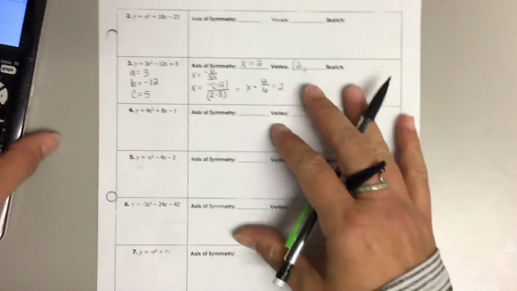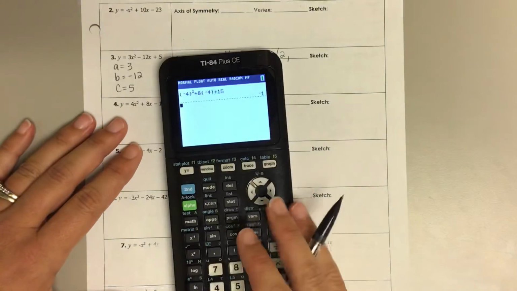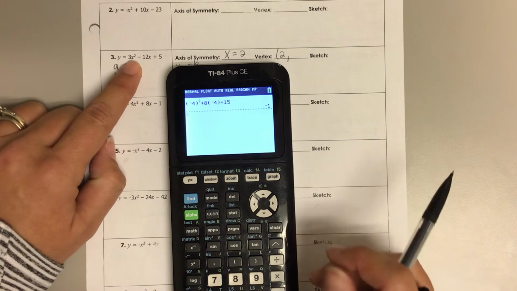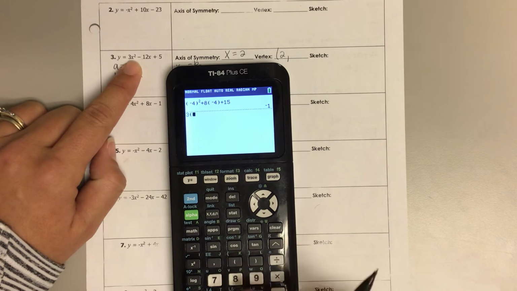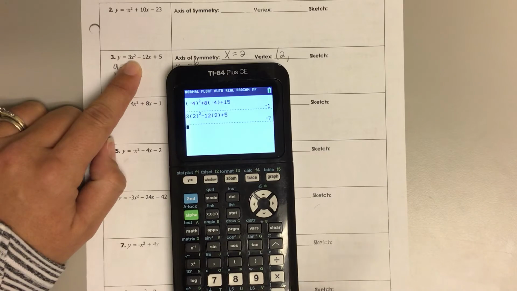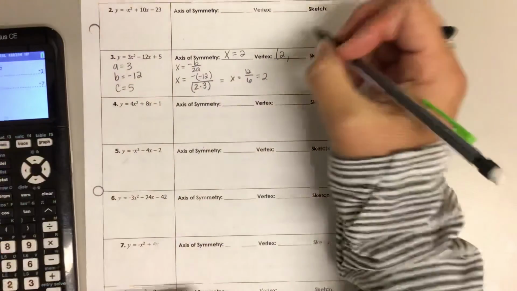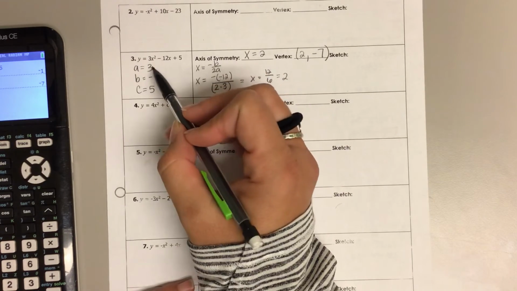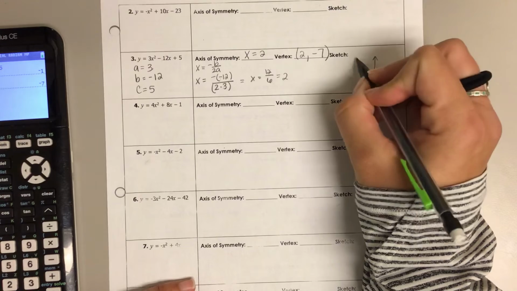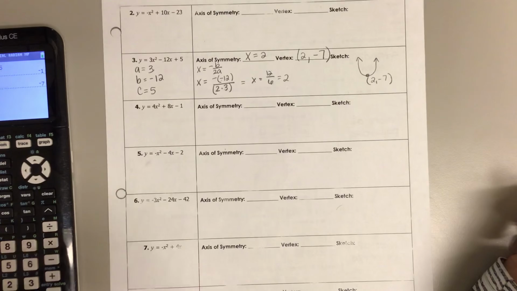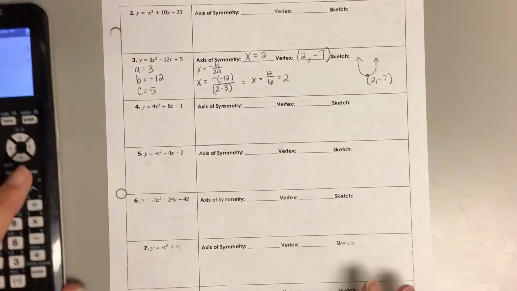Then again, I'm going to go to my calculator and plug in 2 wherever I see an x, in parentheses. So 3 parentheses 2 close parentheses squared minus 12 parentheses 2 plus 5. And that gives me negative 7. Again, for the sketch, we look at our a value. If a is positive, then it opens up with a vertex at 2, negative 7.